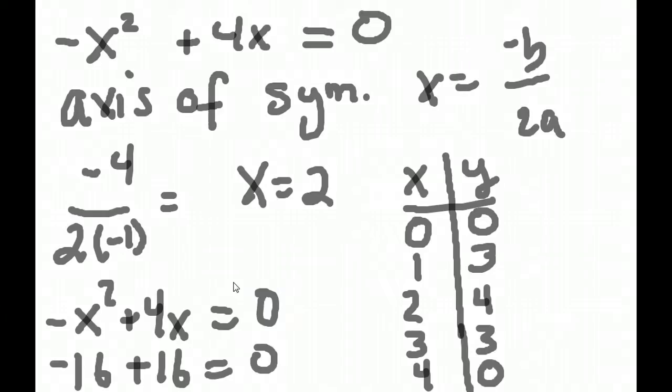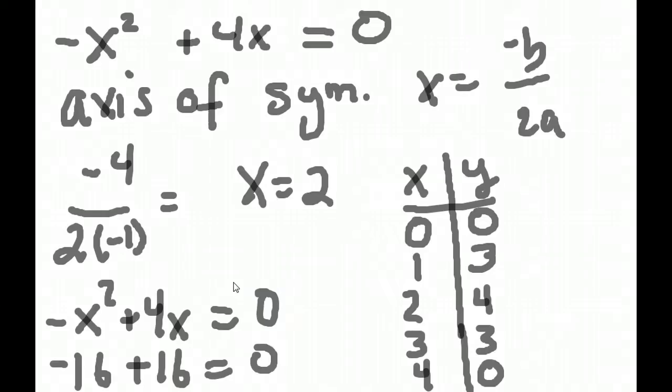Okay, we're going over number 21. So we have a table: 0, 0, 1, 3, 2, 4, 3, 3, and 4, 0. So when we're finding our roots, we need to look for the y values that are 0. Because what that tells us, with the y value of 0, is your point is going to be lying on the x-axis.